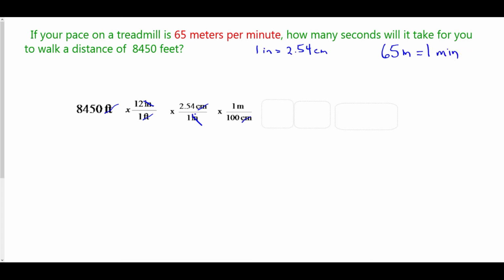So I can use that to go from meters to minutes. And lastly, I need to go to seconds, so one more conversion. I do my calculations. Remember, you can calculate across the top and divide by the product of the bottom, or you can do 8,450 times 12 divided by 1 multiplied by 2.45 divided by 1, and so on. 3 sig figs for my starting value, so my answer has 3 sig figs.